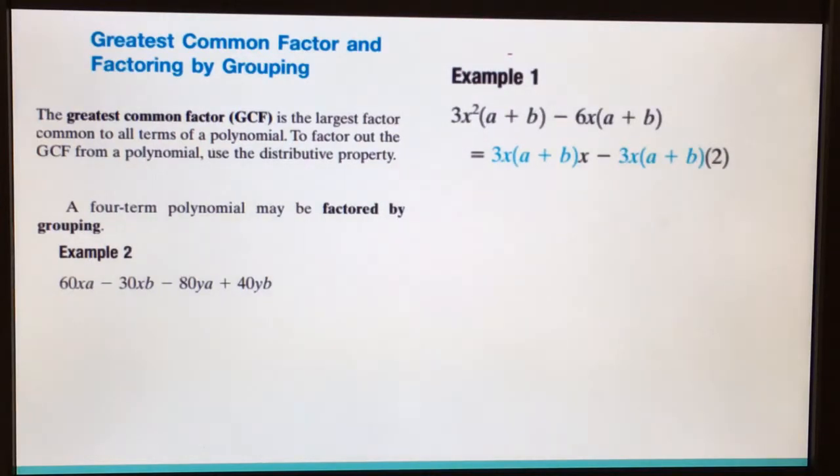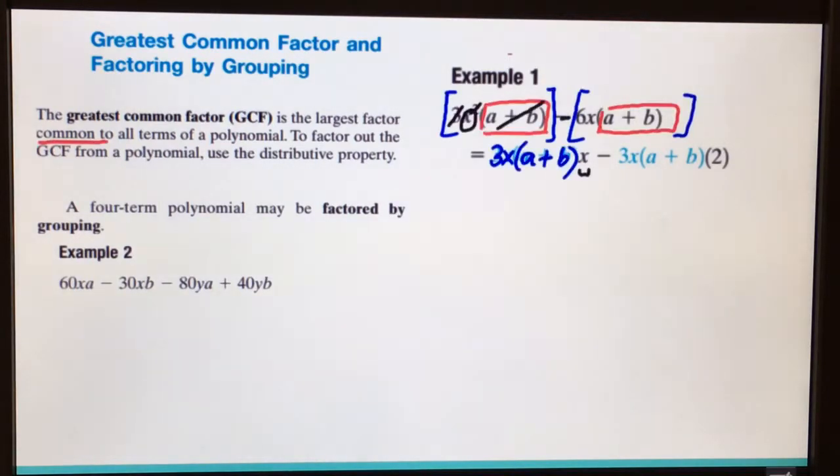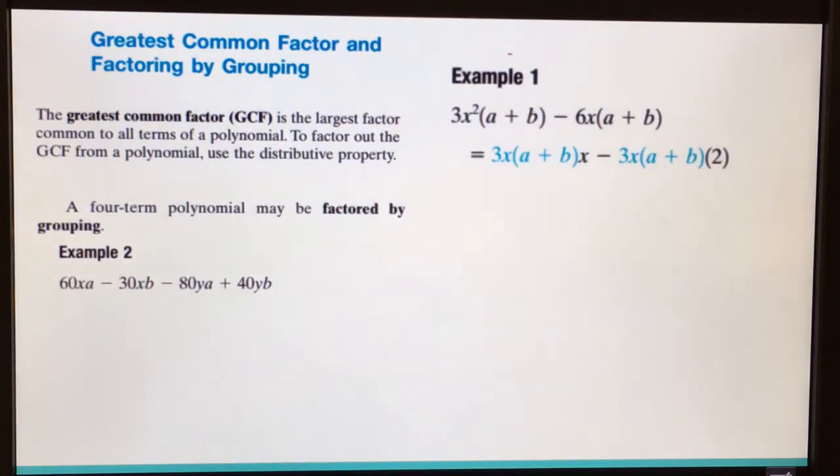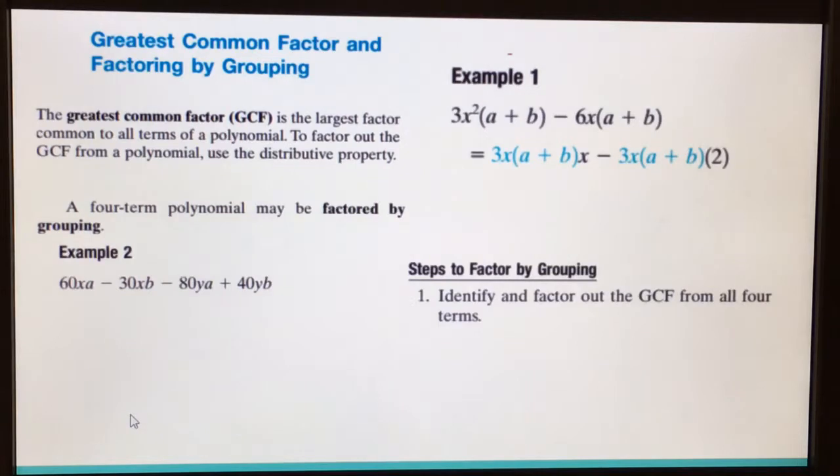This example, what we're going to do is similar to what we did for example 1. But we need to figure out first how we're going to group the terms. Okay? So step 1, identify and factor out the GCF from all 4 terms. Is there a GCF? Okay? So the GCF from all of them is 10. So taking that out results to that expression.